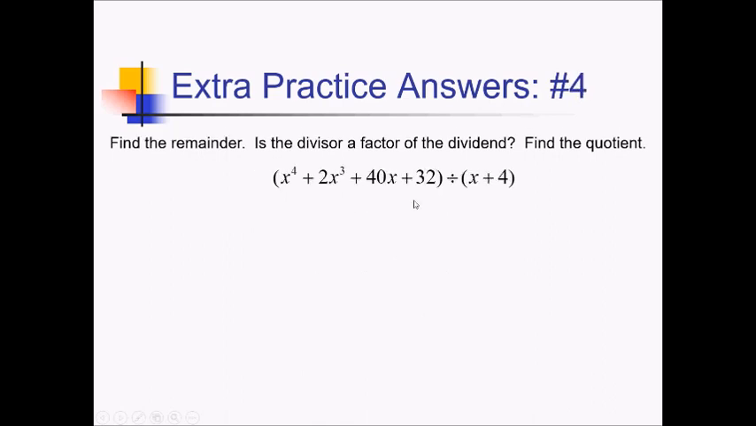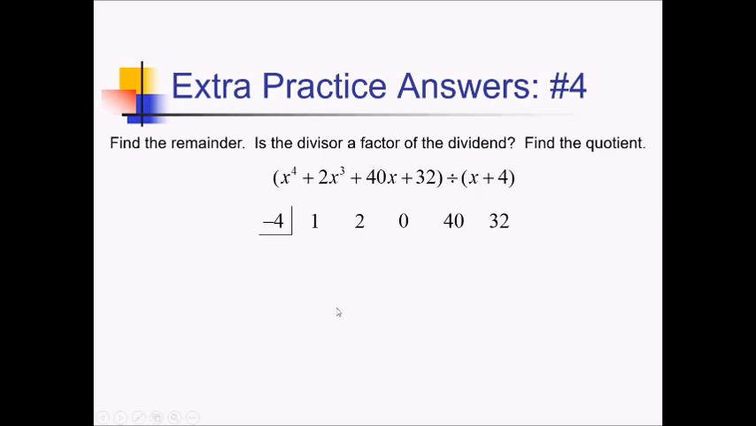For this problem, let's use synthetic division to find all this information. So let's start with the coefficients of our dividend. We've got a 1 for the 1x to the 4th, followed by a 2. And after that, well, we're missing an x squared in here, so we need a placeholder 0 to hold that place. It's like having a 0x squared. And then we have a 40 for the 40x, and a 32. Box number on this one is going to be negative 4, because that zeroes out the x plus 4 here.